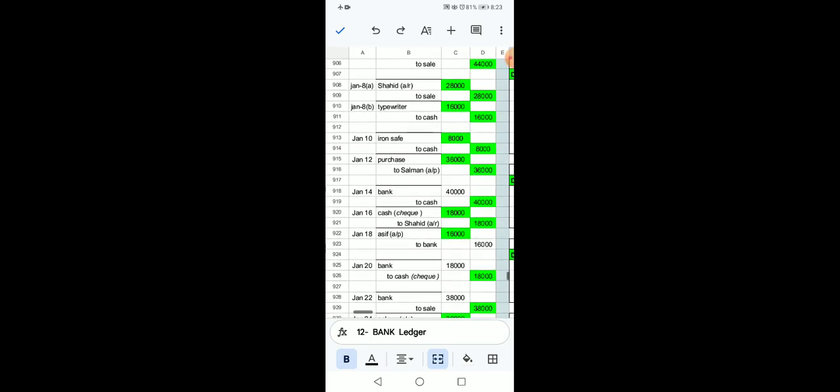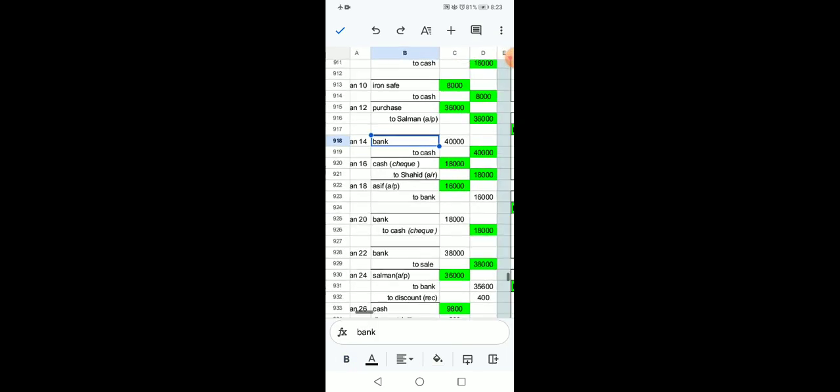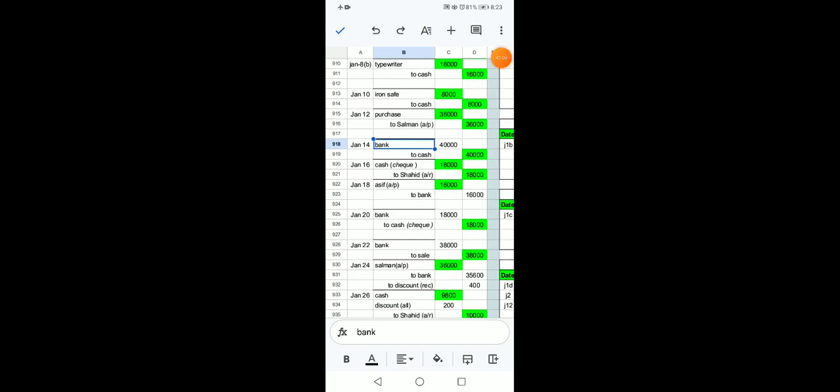Now we will be focusing upon bank only. If it is debit, we will post on the debit side. If bank is credit, we will post on the credit side. Here first bank has arrived. Bank is debited by 40,000.